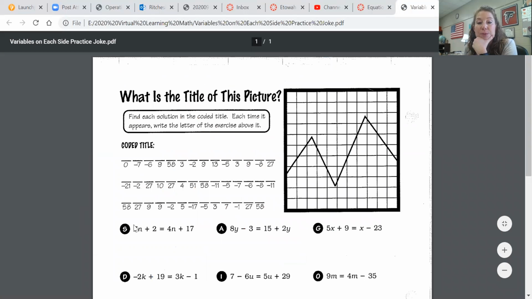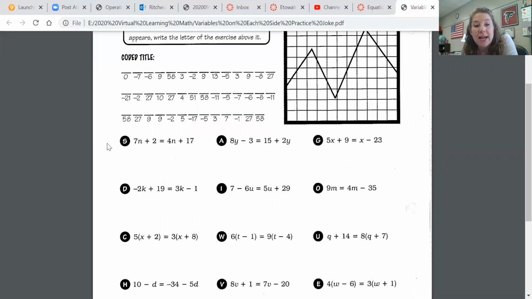So when you open this, this is what it looks like. The question is, what is the title of this picture right here? It's coded, so you have to figure out the answer by solving the problems below. On letter S, you would subtract 4n from both sides. You would subtract 2 from each side of the equal sign, and then solve for n. When you get that answer, let's say the answer is 4. I just made that up. I don't know what the answer is. I haven't done it yet.